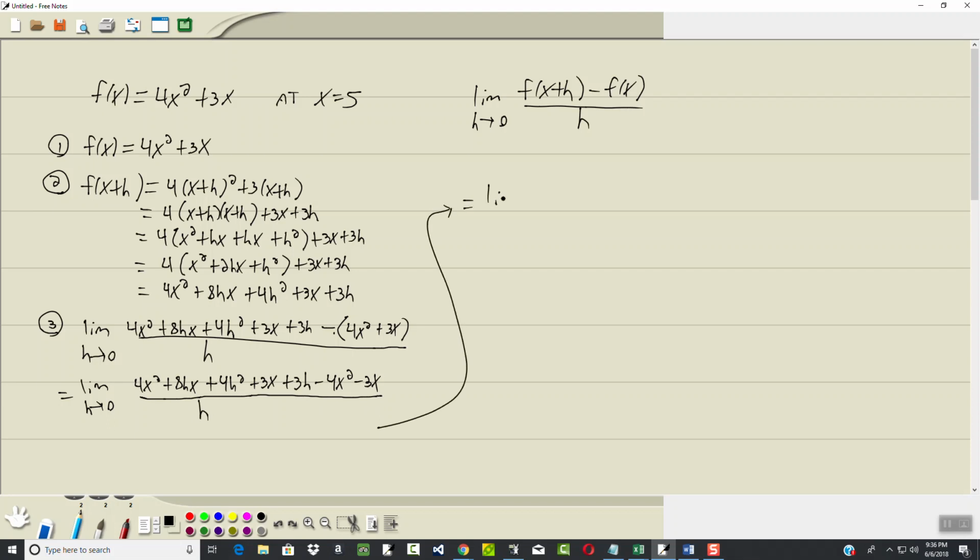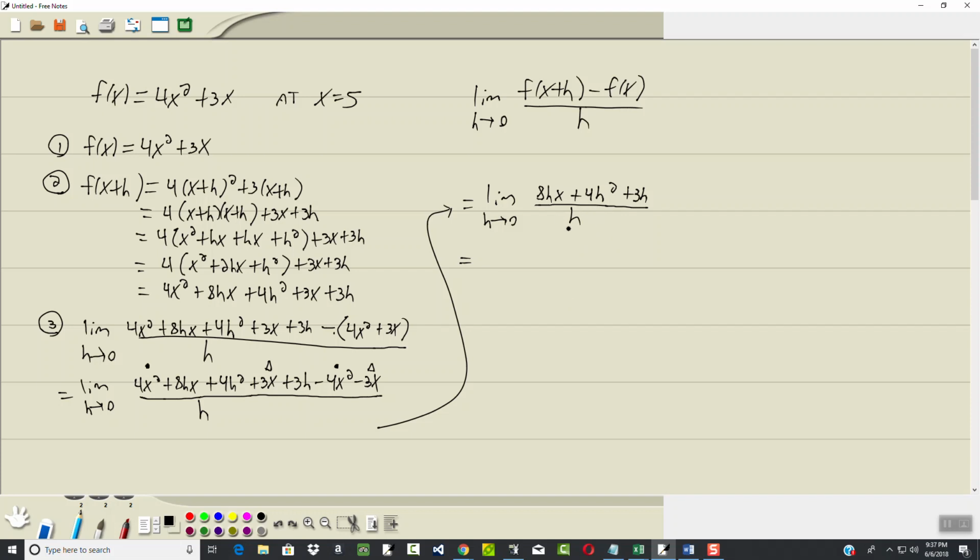So we have the limit as h goes to 0. Combine like terms. Here's a 4x squared minus 4x squared. Those are going to cancel. Here's a 3x minus 3x. Those are going to cancel. So we're left with 8hx plus 4h squared plus 3h. I'm going to double check that. 8hx plus 4h squared plus 3h. Okay.